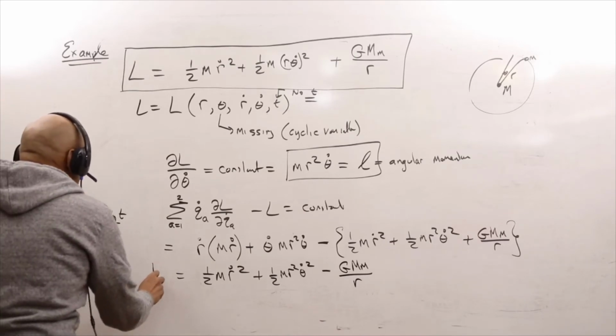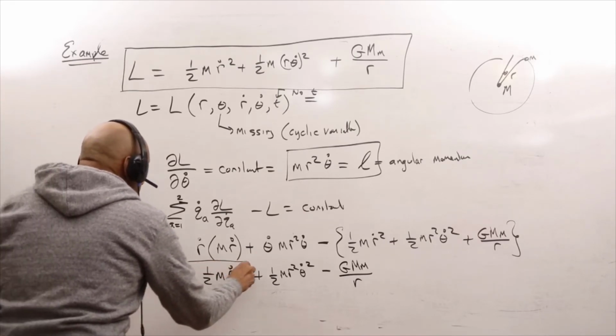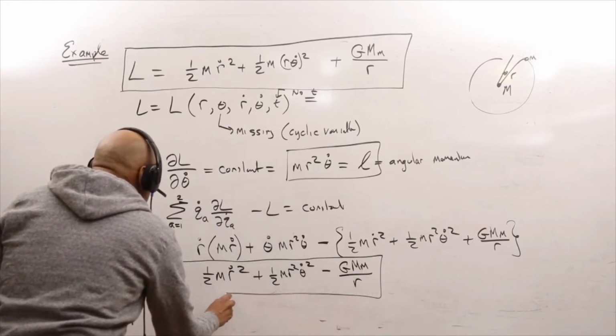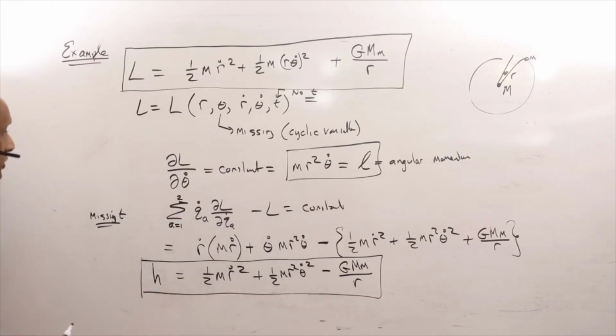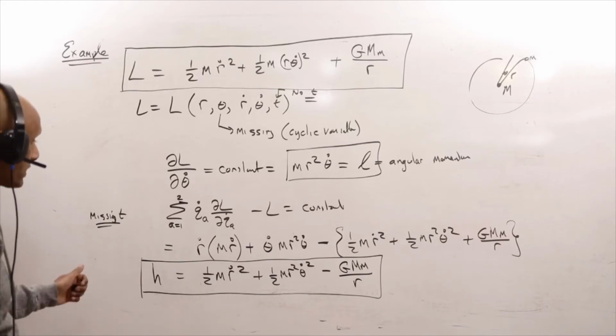And this is your h function. So your h function is conserved. So it is a constant of the motion when t is missing. So whenever time t is missing.